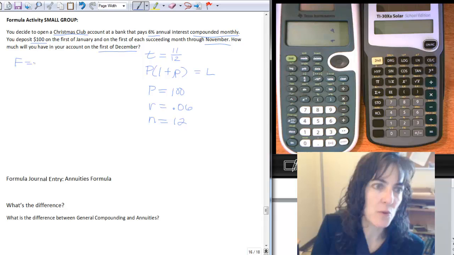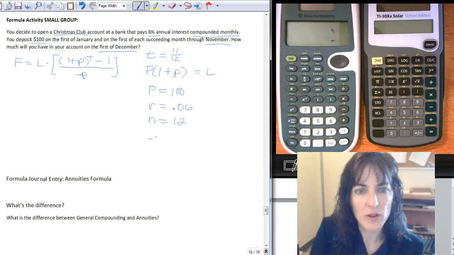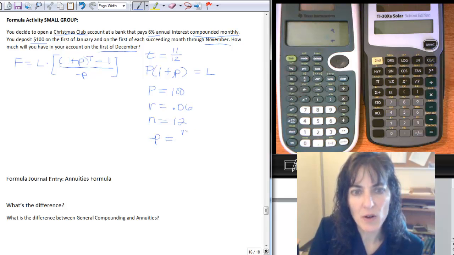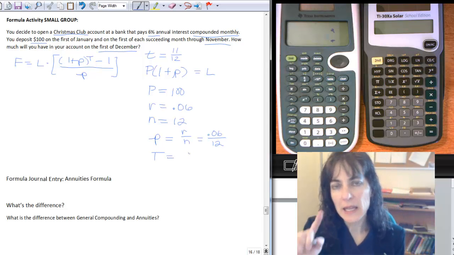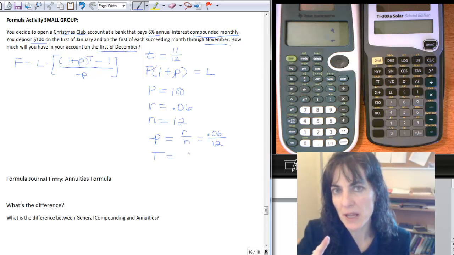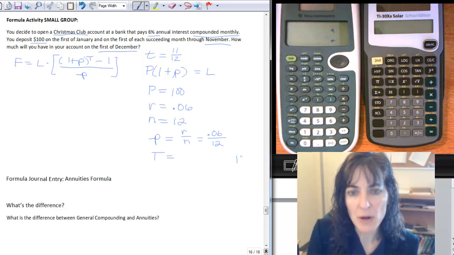So it's F equals L times the quantity, big quantity, 1 plus little p raised to the capital T minus 1 over the little p. And I believe we have everything. Now we need to calculate our little p. That's going to be the R over N, so in this case 0.06 over 12 for the N, and then my capital T I want to calculate as well. And I can think about it, how many payments am I going to be making? So it's going to be 11 payments, right? One for every month except for December. So I expect my big T to come out to 11.